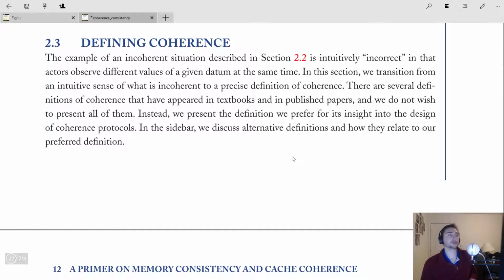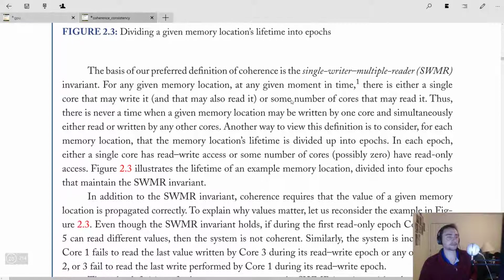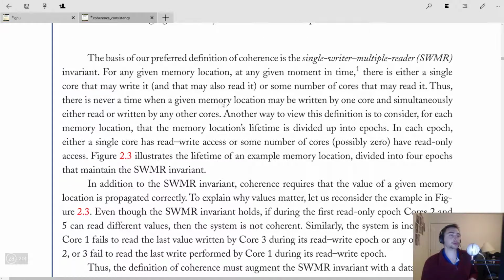So of course, this is a very hand-wavy type example. It's very intuitively incorrect. But we don't want to do everything based upon intuition, so we want to create a more precise definition of what incoherence means. So typically when we're talking about coherence, the preferred definition that most people go by is this idea of having a single writer, multiple reader invariant.